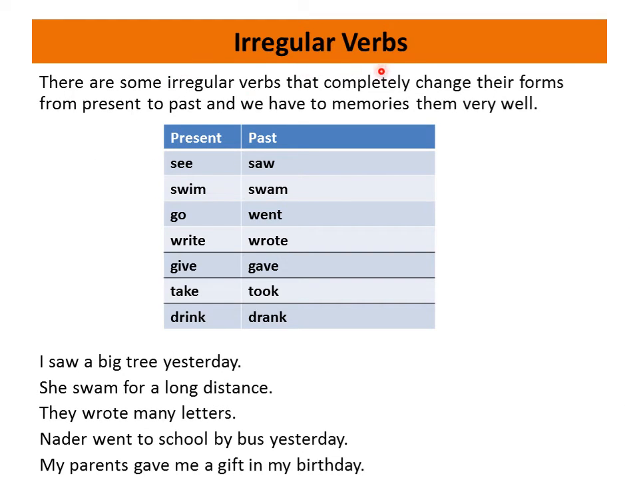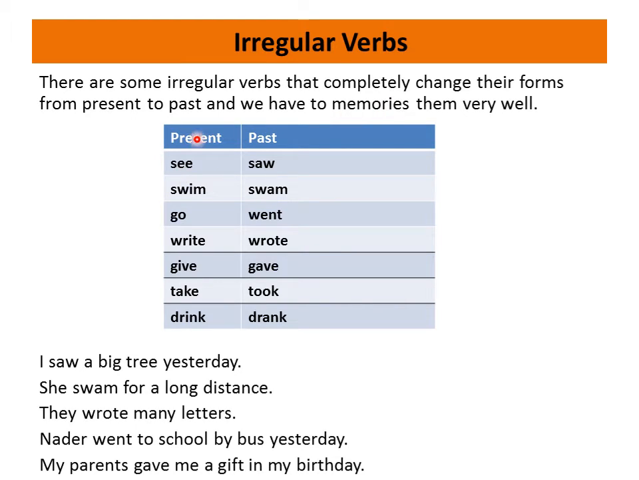What about the irregular verbs? Irregular verbs, we call them naughty verbs. They don't follow the rule. We can't add ed. So what happens? They change their forms from present to past. There are some irregular verbs that completely change their forms from present to past. And we have to memorize them. We have to study them very well.